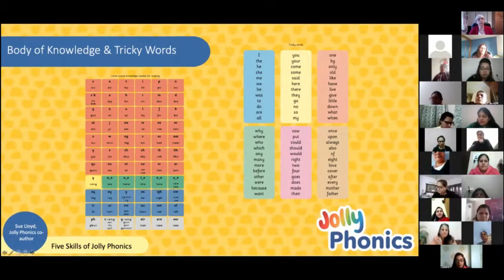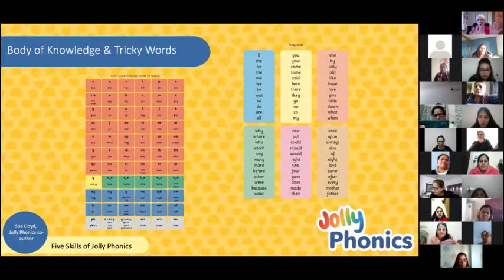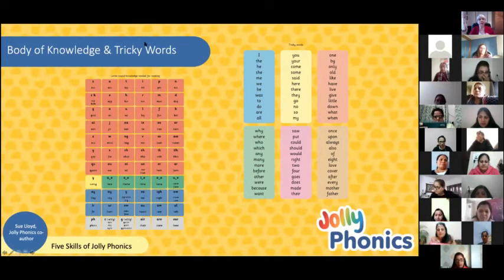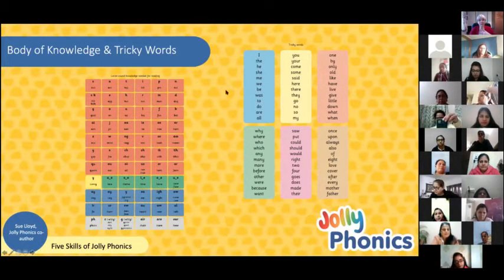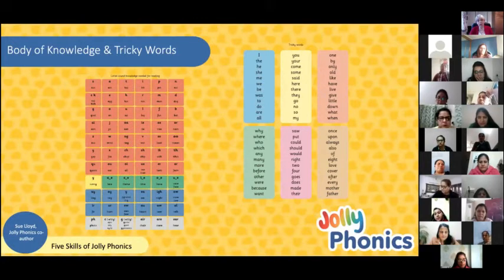Some of you might have seen this before, but I have provided this body of knowledge and the tricky words because I think it's good to have a goal. You know where you're going. And basically, with your 5 skills, you need to learn the letter sounds, about 70 odd. And you need to be able to blend those letter sounds. You need to be able to write the letters, form them correctly, read the words easily by blending, and also listen for the sounds and write words and learn those tricky words. So that's what you're aiming for in your year of teaching.